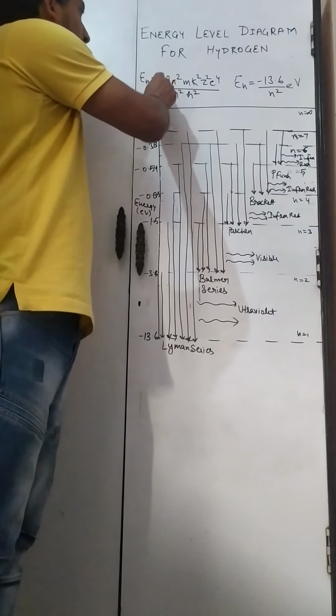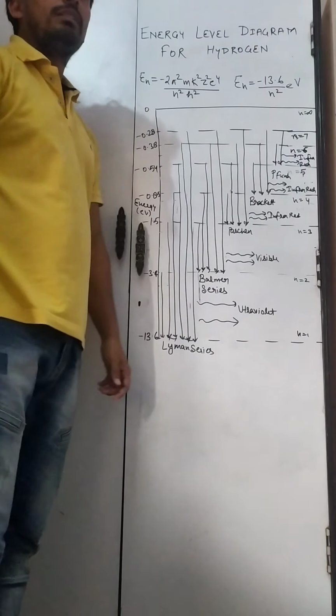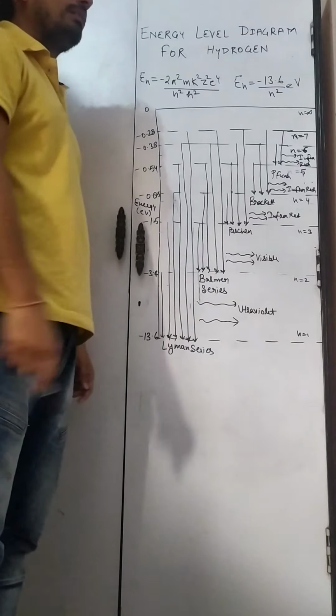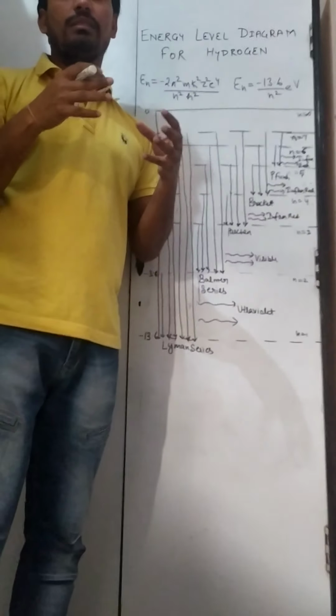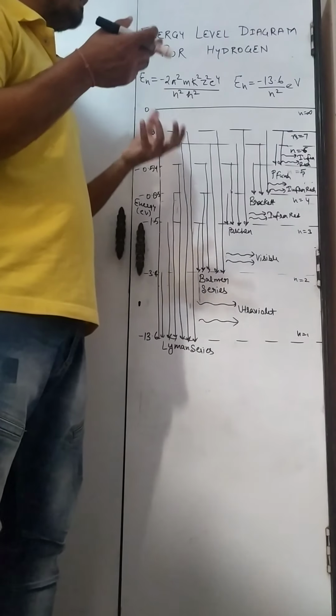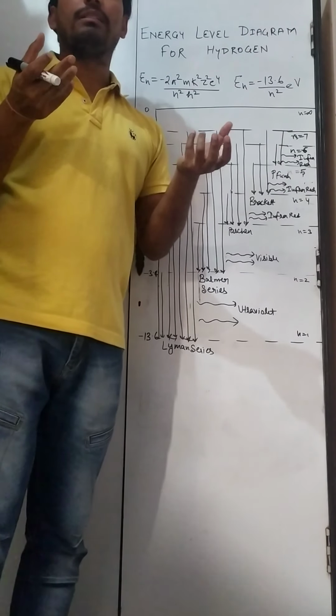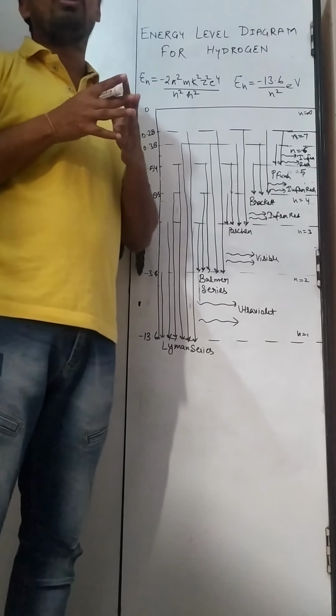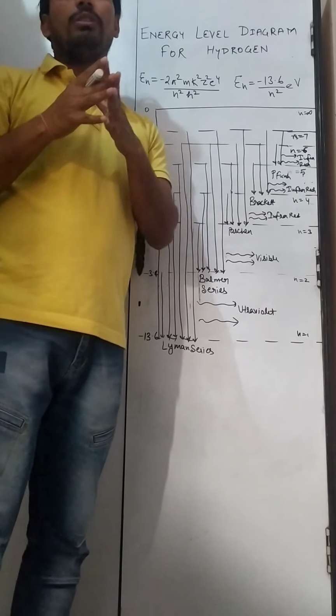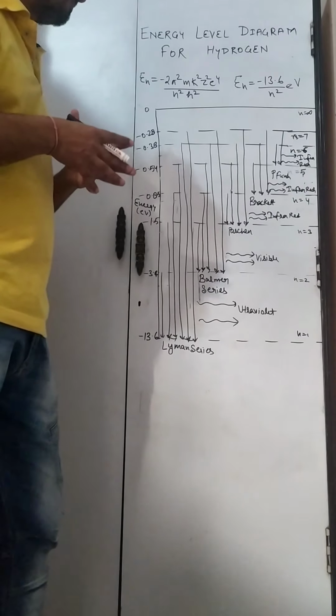What does the minus sign show here? This minus sign represents that the electron is bound to the nucleus by means of electrostatic attraction. It means if you want to pull out the electron, you have to do some work.